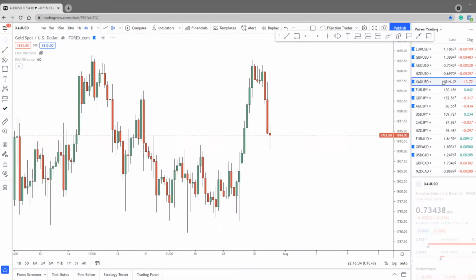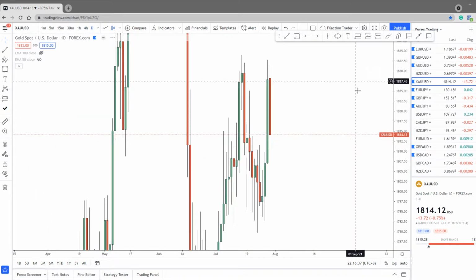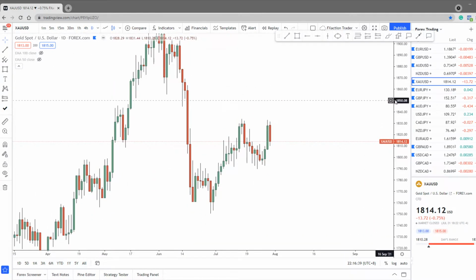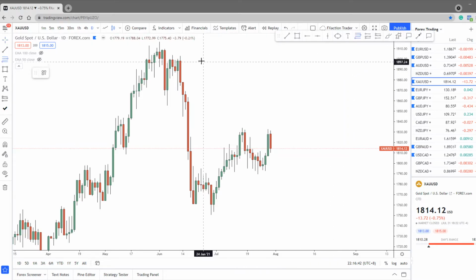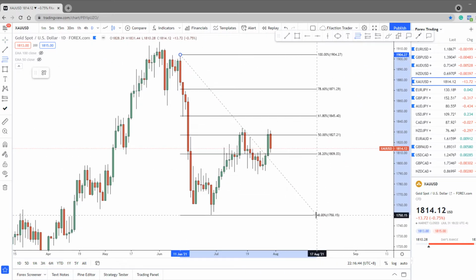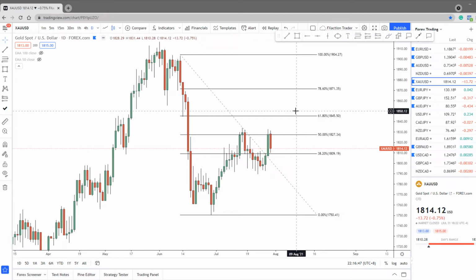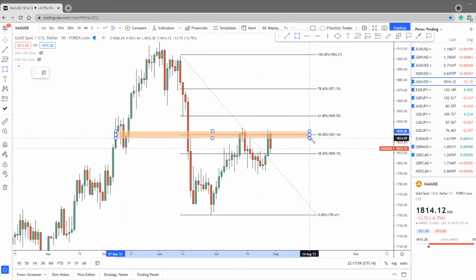So let us have a look at gold. On the daily chart, I remember that last week I explained about this Fibonacci area, which is a very crucial area for all the pairs that we are looking at. On the daily chart, the market did a strong downwards movement, and then pulled back and retested this 50% area, which is also a strong resistance level on the daily chart.